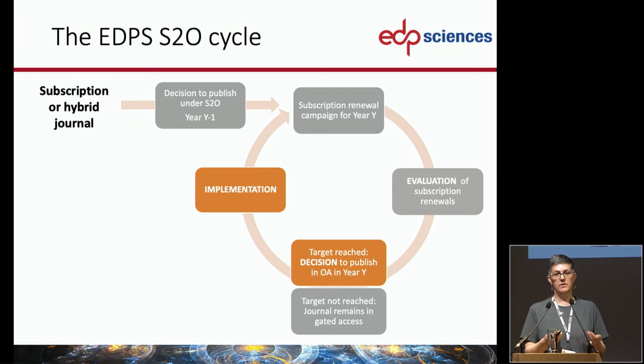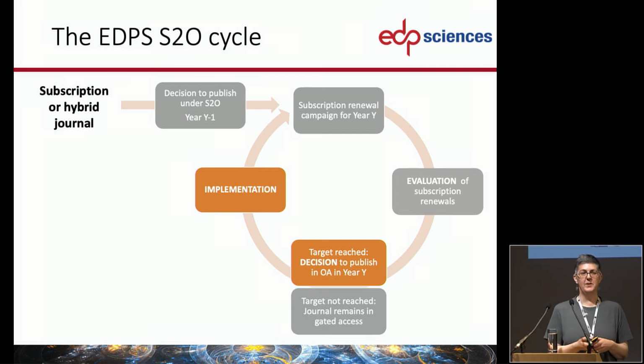If we decide that the revenue that we've received for these journals is sufficient to be able to publish them in open access, so if the target is reached, and that's in terms of the number of subscribers who have renewed their subscription, we decide to publish the content in open access in the current year. If not, the journal remains in gated access or returns to gated access in a subsequent year. It hasn't happened yet, and it's a big question mark how this would work. I guess if it did happen, we know technically how it would work, but it's not a very positive message. We're really hoping that these journals can continue publishing in open access.